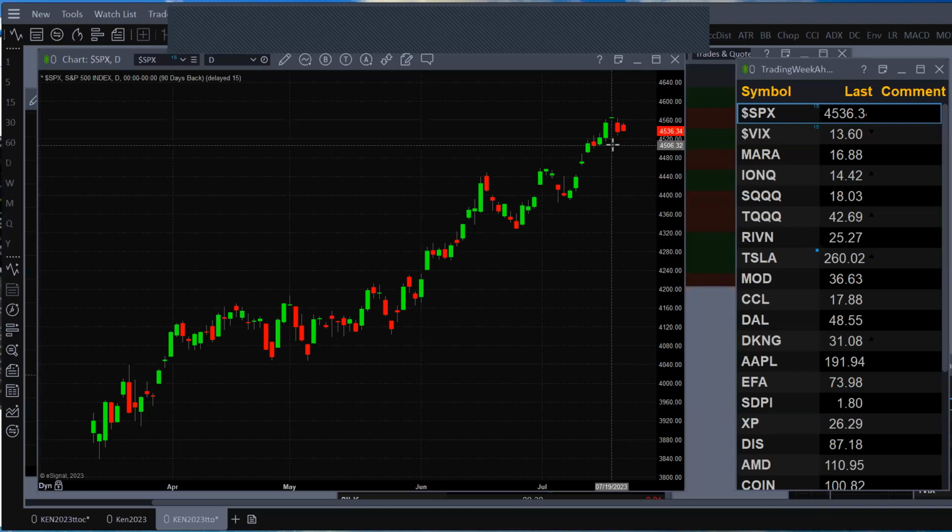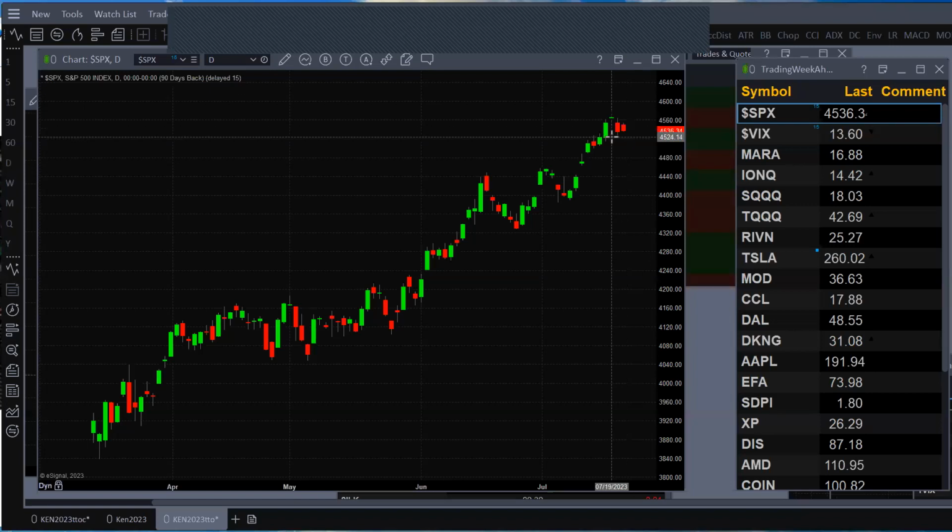We've got 4,600, maybe major resistance one, and I'd use 4520 as S1. So I'd use 4520 as support one, and I'd use the round number 4600 as resistance. I'm not going to scale in or start going into more positions until we're over that level.